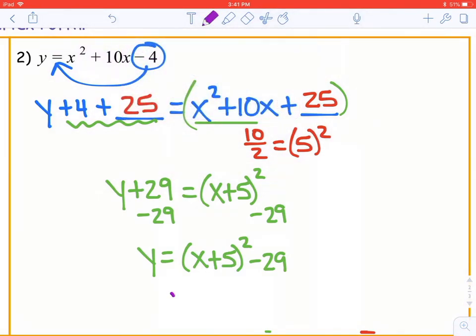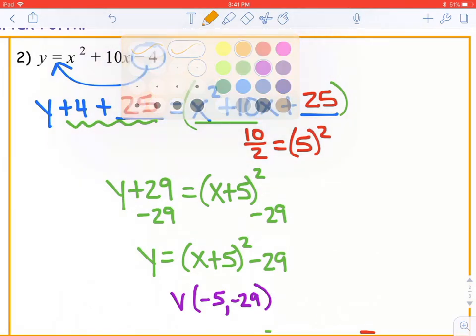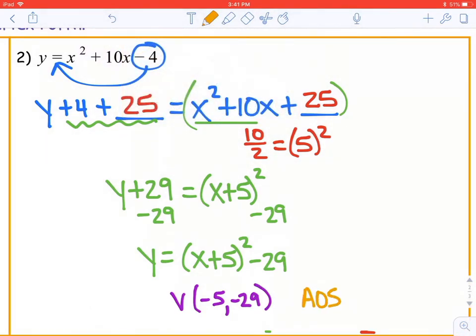Alright, so our vertex would be negative 5, negative 29. And our axis of symmetry always comes from the x value of the vertex, so x equals negative 5. And that's it for the first two examples. There will be some more examples in the next video.